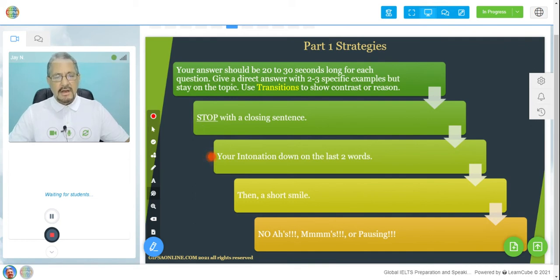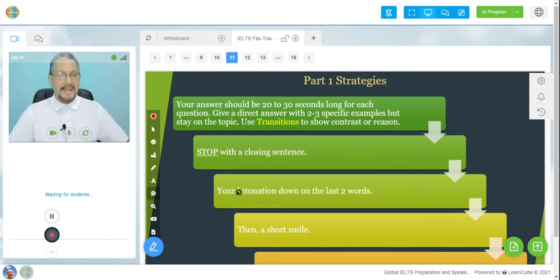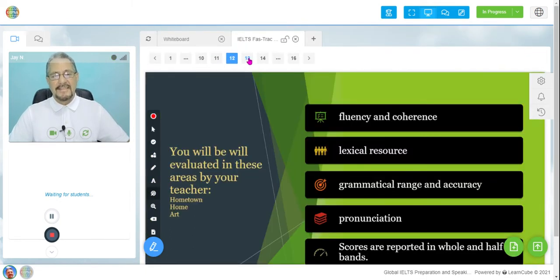Your intonation goes down on the last 2 words. So basically, you're closing, you're just basically going to kill your voice. And then a short smile. During IELTS speaking, try your best not to say "ah" or pause. They all have negative effects, right?